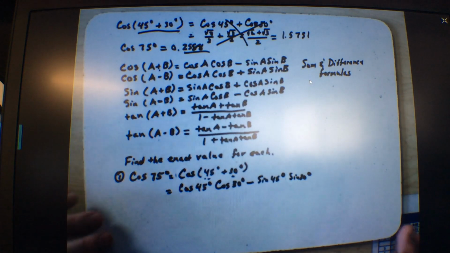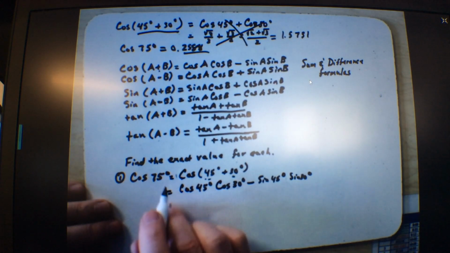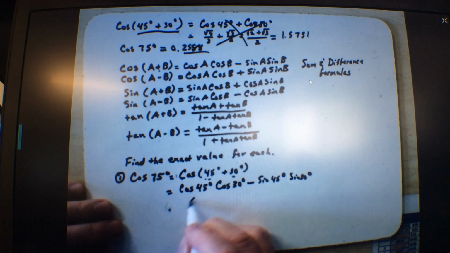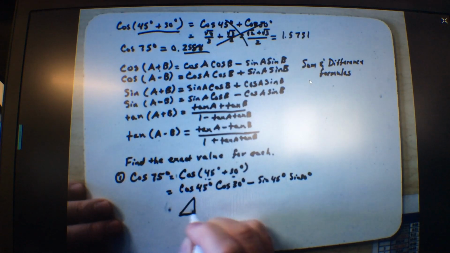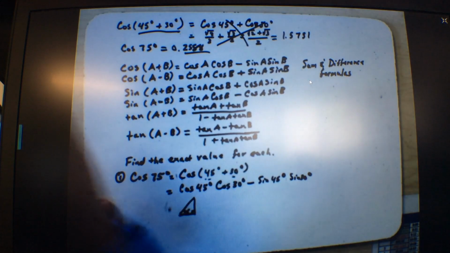So now I have to draw A and B. What I do is I draw 45. So this is 45. Wow, that's too small, isn't it?